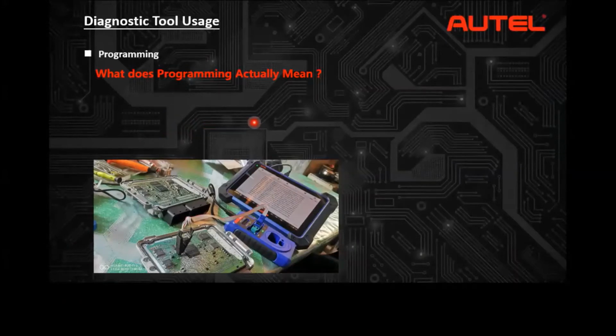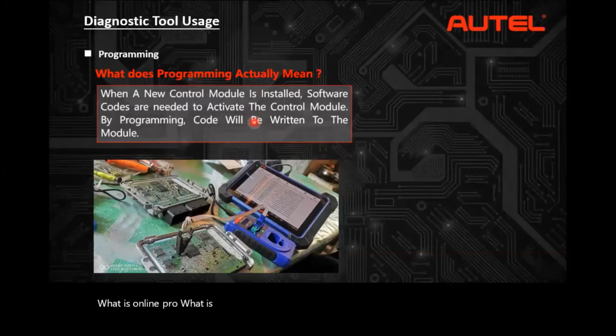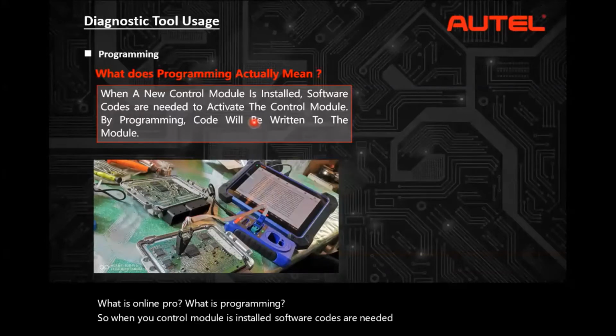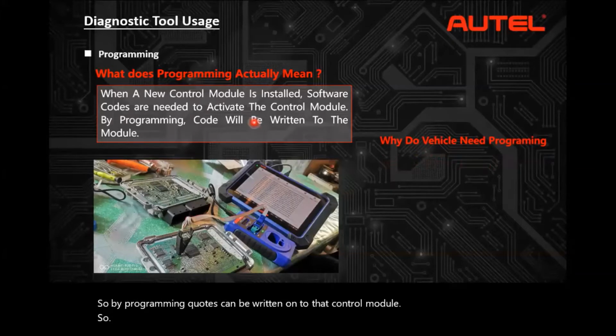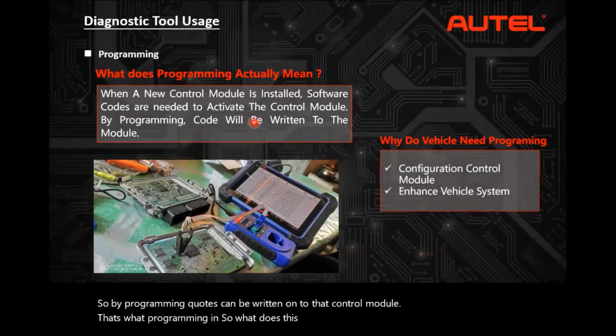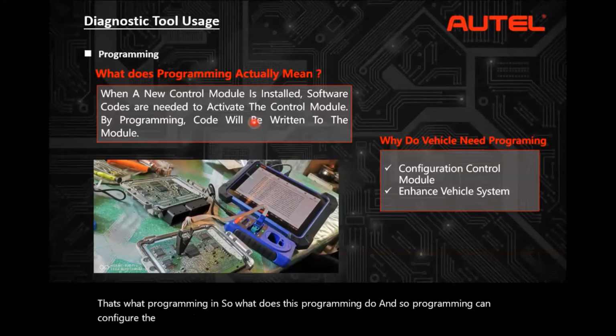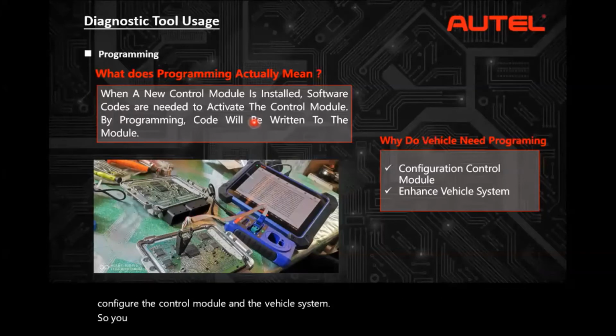So what is programming? When a new control module is installed, software codes are needed to activate that control module. By programming, codes can be written onto that control module. So that's what programming means. What does this programming do? Programming can configure the control module and enhance the vehicle system. You'll understand more of it on the coming slides.